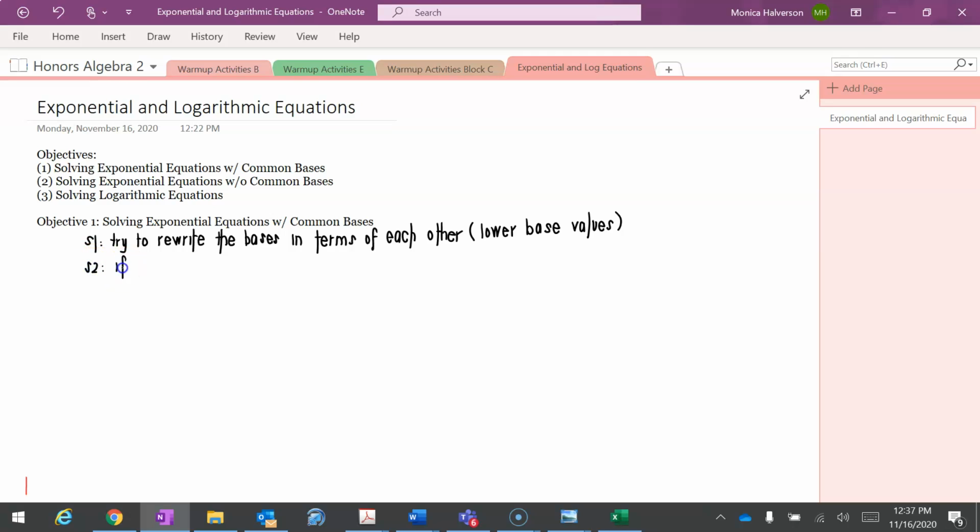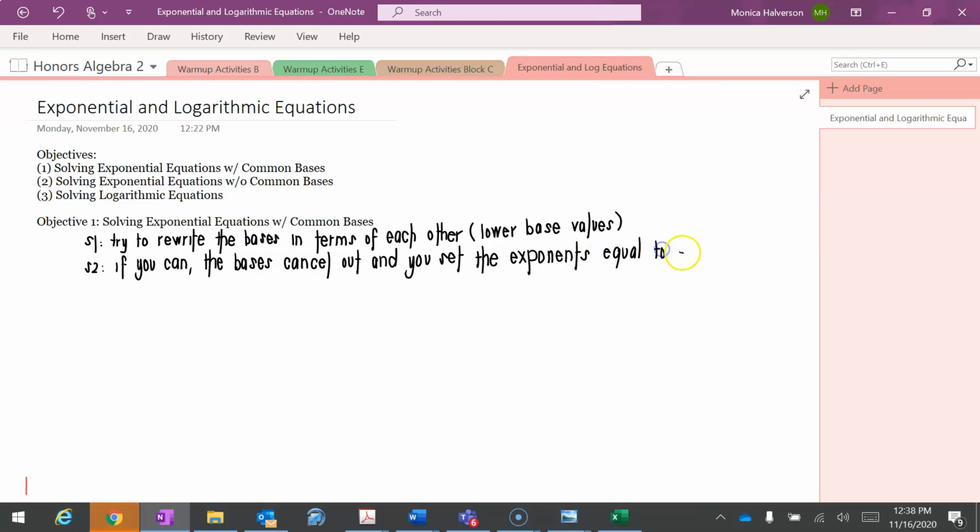If you can, the bases cancel out and you set the exponents to each other. And then you solve. All right? So the first example of such is something like this.